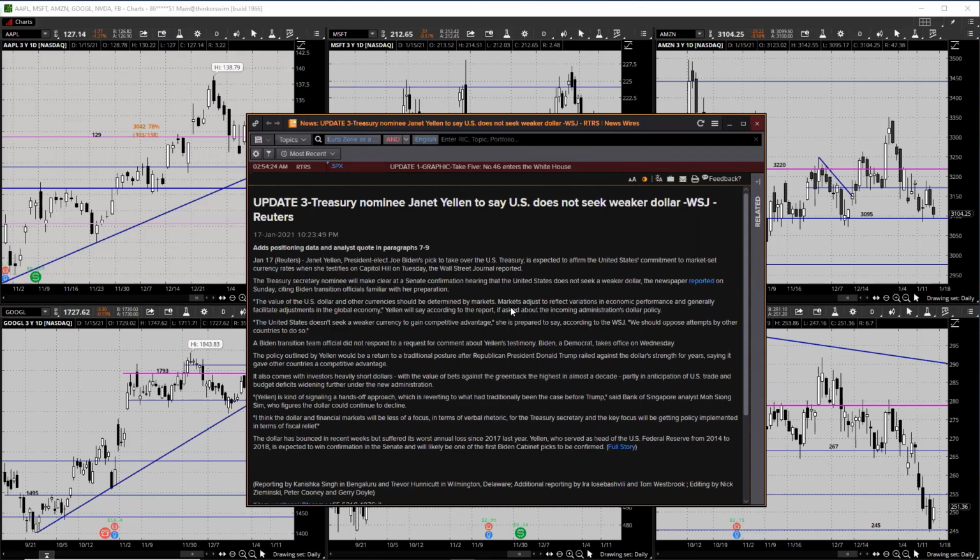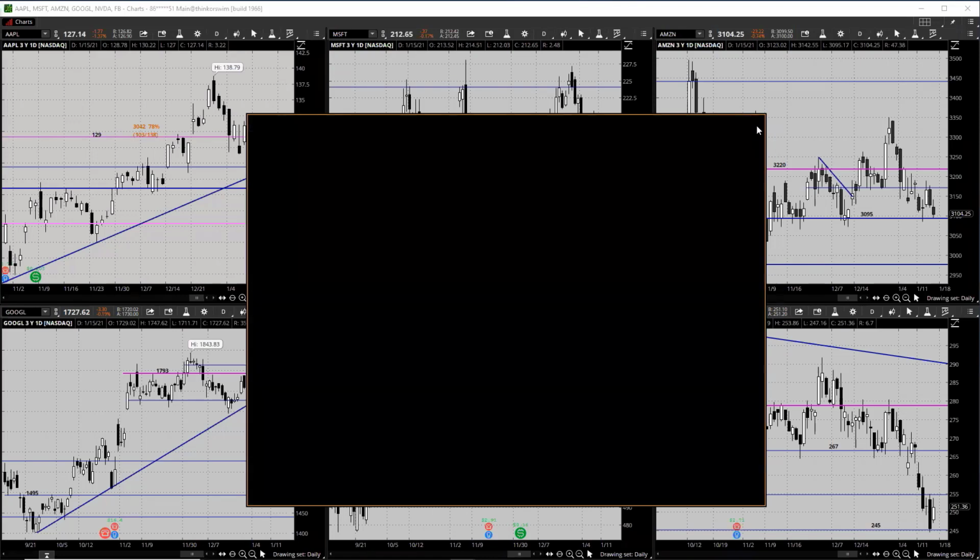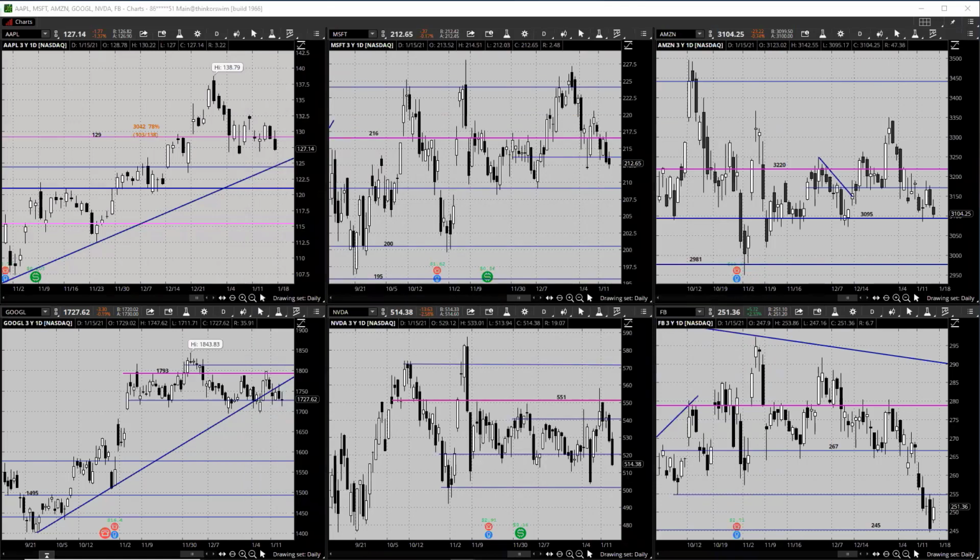I think the dollar and financial markets will be a lot less of a focus in terms of verbal rhetoric for the Treasury Secretary, and the key focus will be getting policy implemented in terms of fiscal relief. Yeah, I think the dollar overall will eventually go down, but it just opens the door, since it does have momentum right now, for others to say, you know what, I'll just wait and put those dollar shorts on, see if we can move a little bit higher. And that's why I wanted to go and reference that.